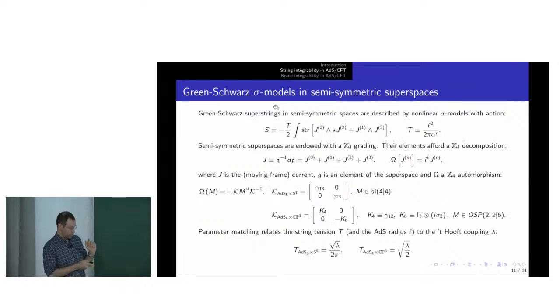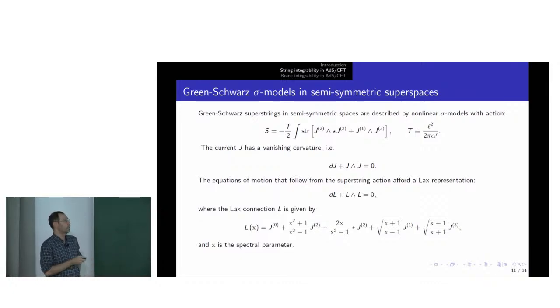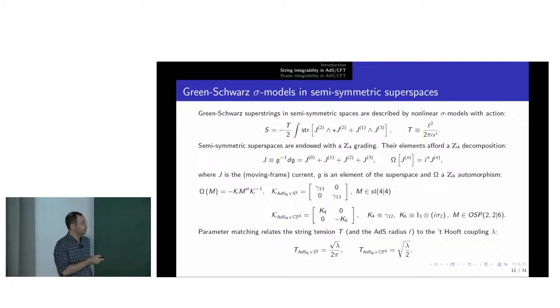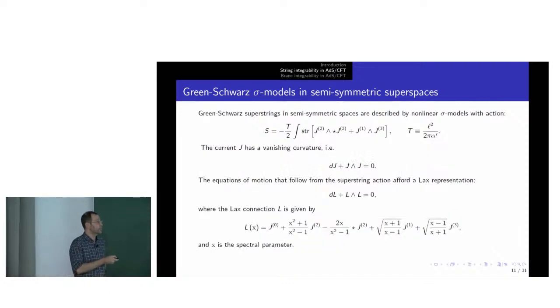So these currents, let me go to some formal facts. This current has vanishing curvature. It's very easy to differentiate this relationship and see that it satisfies this equation. And then by using the equations of motion that arise from this sigma model, one can show that there is a flat Lax connection, which is given by this formula here. And flatness means that it satisfies this equation. Again, a flatness condition, and x is the so-called spectral parameter.